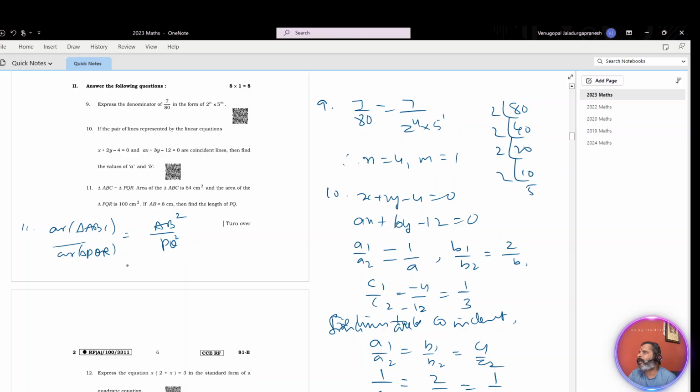What is the area of triangle ABC? 64 by 100 is equal to AB square by PQ square. AB is 8, so 8 square. 8 square cancels. Therefore, PQ square is equal to 100 and PQ is 10. We just write PQ is equal to 10 centimeter. Square root of 100 becomes 10.